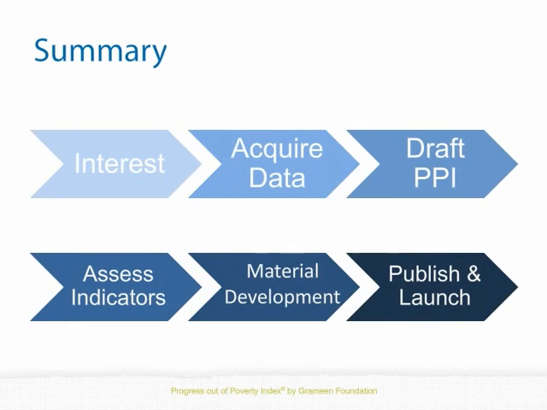To review, there are 6 steps to making a PPI once funding has been secured. 1. Interest. 2. Acquire data. 3. Draft PPI. 4. Assess indicators. This is done through user review and field testing. 5. Material development. 6. Publish and launch.